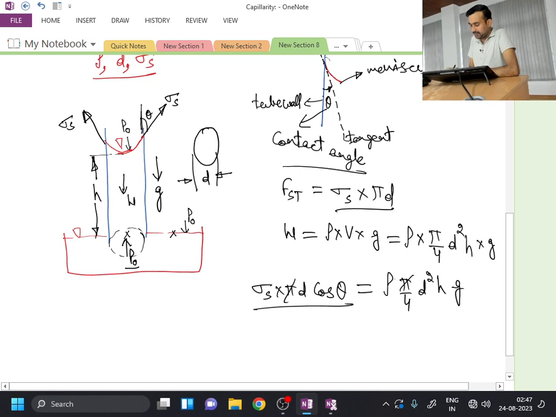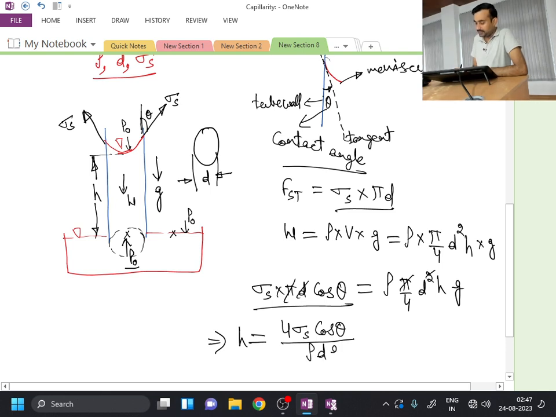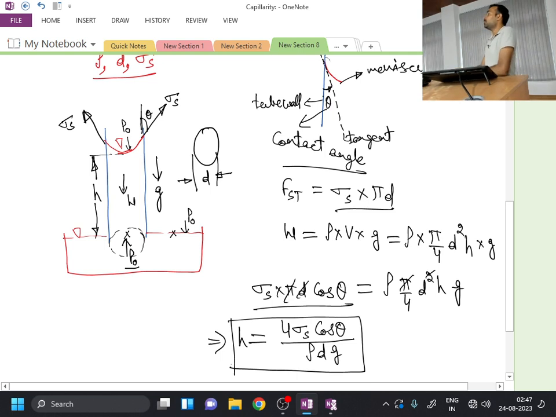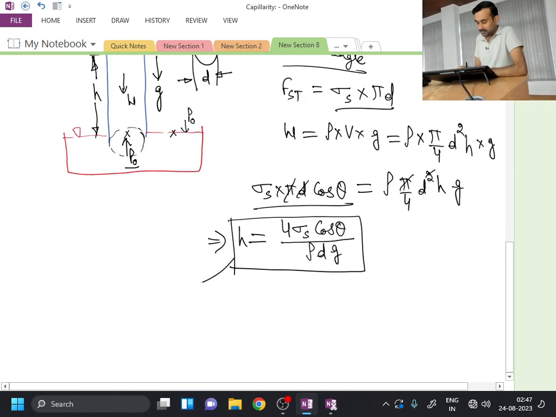So here pi will cancel, one d will cancel out, and from here we will find that h is nothing but equal to 4 sigma_s cos theta divided by rho d g. So this particular equation is very important. This equation is actually called the equation of capillary rise.